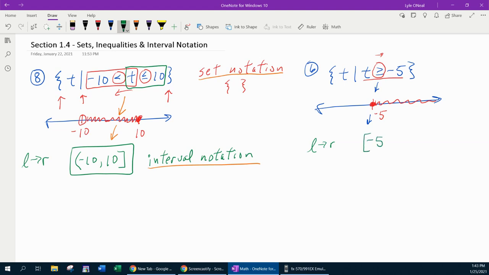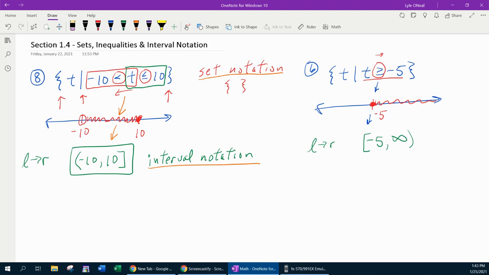The negative 5 will have a bracket that corresponds to a solid dot. And where does this shading stop? It doesn't. And so that means that we're going to shade off to infinity. Okay, so now another important thing is if you go to infinity, you always have a parenthesis. Got that? Infinities get parentheses, never a bracket.